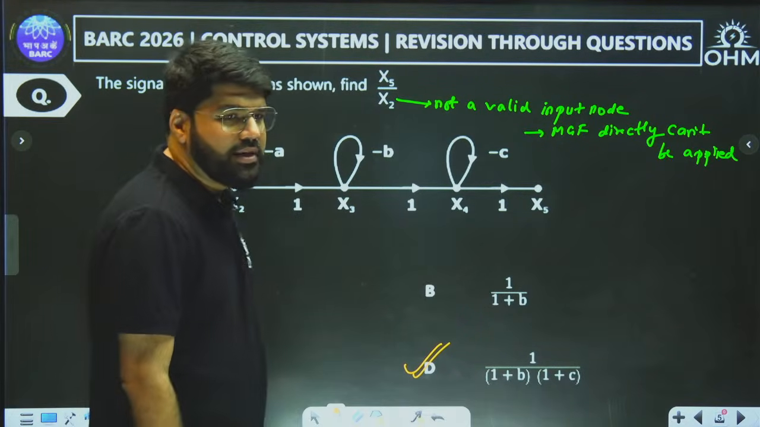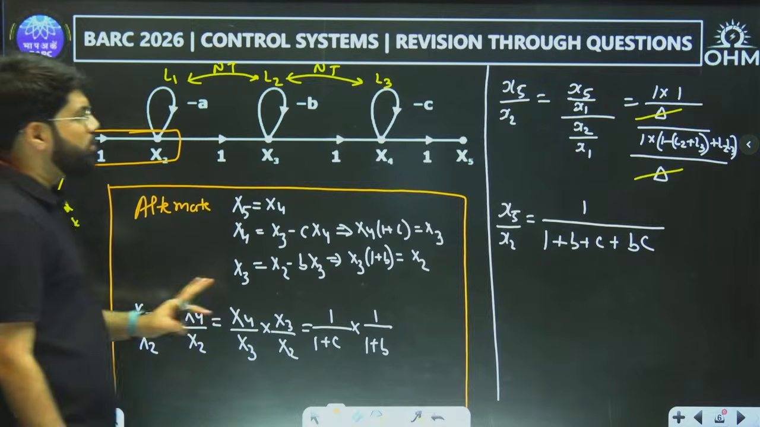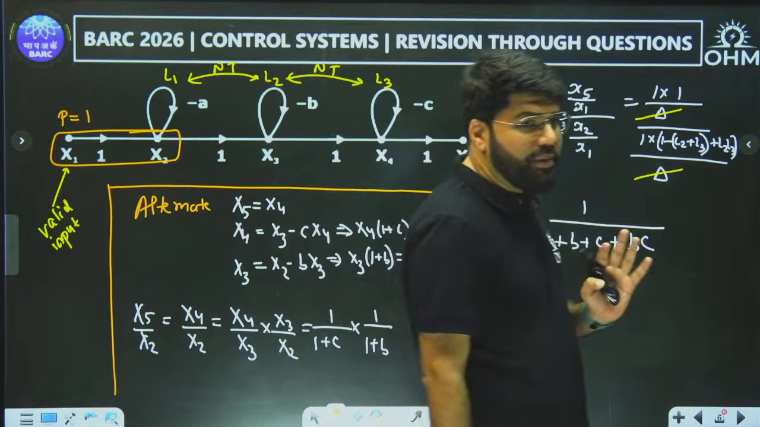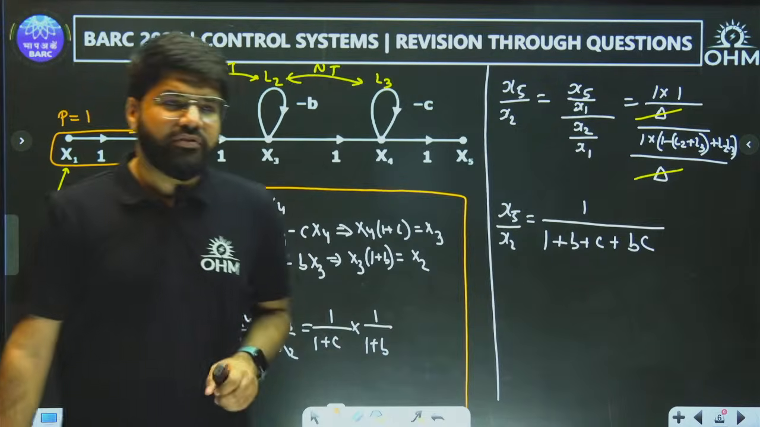Yes, correct answer. It is D. Anyway, so these are, one is a simple equation and one is the Mason's gain formula, but that cannot be applied directly. You have to be careful. That is what I wanted to highlight. So I have taken that particular approach.